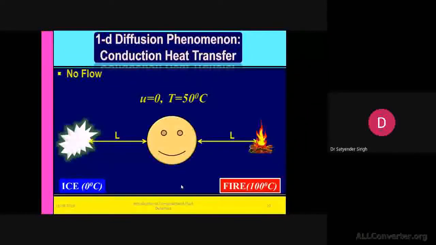Now I will try to explain the meaning of conduction, or diffusion I should say. Let's say you are sitting between ice and fire at equal distances. As already mentioned, diffusion is a heat transport mechanism due to the random motion of the molecules, and there is a no-flow condition. Because of the random motion of the molecules, heat is transported inside solids also. This is not only valid for solids; it is also valid in fluids, but there must be no flow condition.